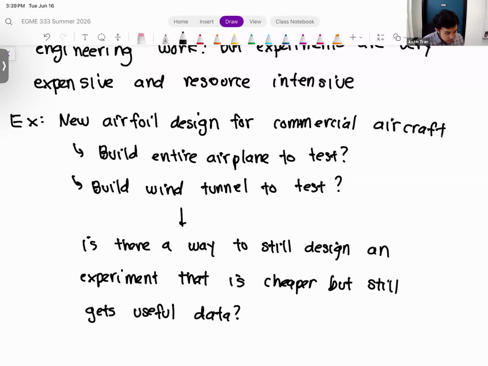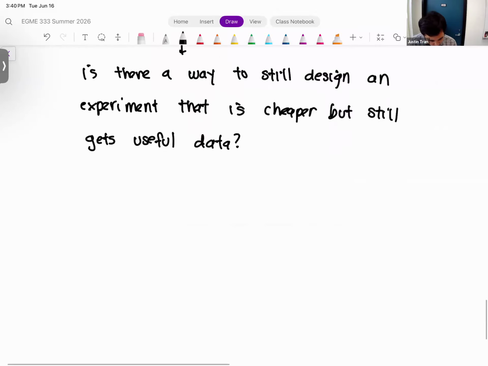Okay. Any questions on this so far? Okay. All right. So let's go ahead and move on. The main concept that we're going to go over is this idea called the Buckingham pi theorem.